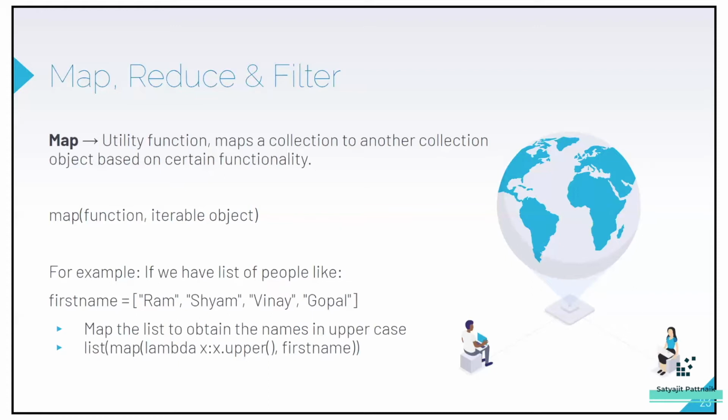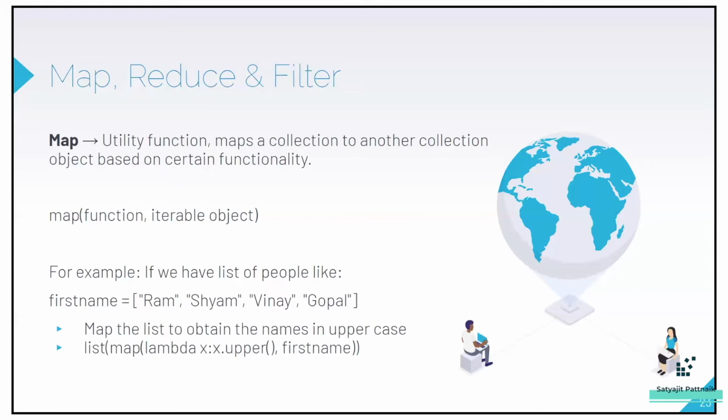You can see this particular example also. First name equals Ram, Sham, Vinay, Gopal. That's going to be my list, my iterable object. Map the list to obtain the names in uppercase. So the objective is that my output should be the uppercase of all the first names.